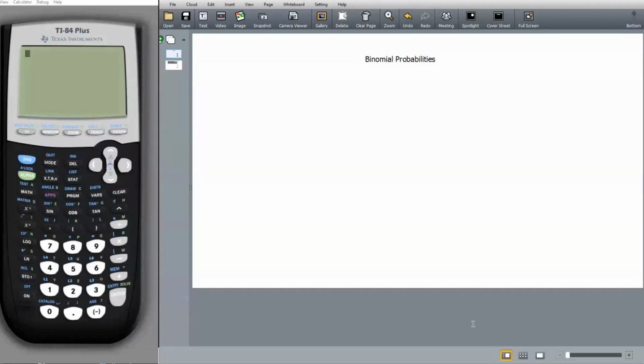Hello, everybody. Today I'll be going over how to do binomial probabilities in a TI-84. Now, a binomial probability is a probability that has a set number of trials that are independent and have only two possible outcomes, which we usually label as successes and failures.